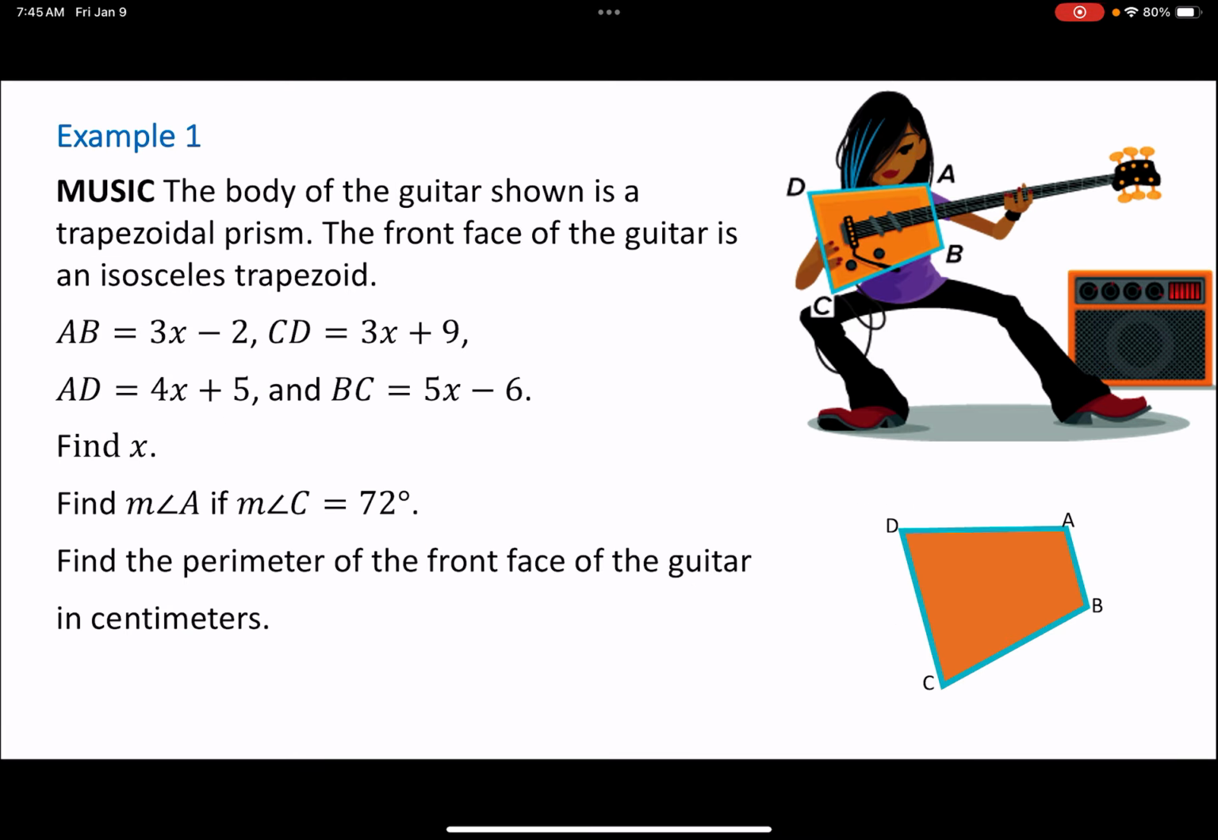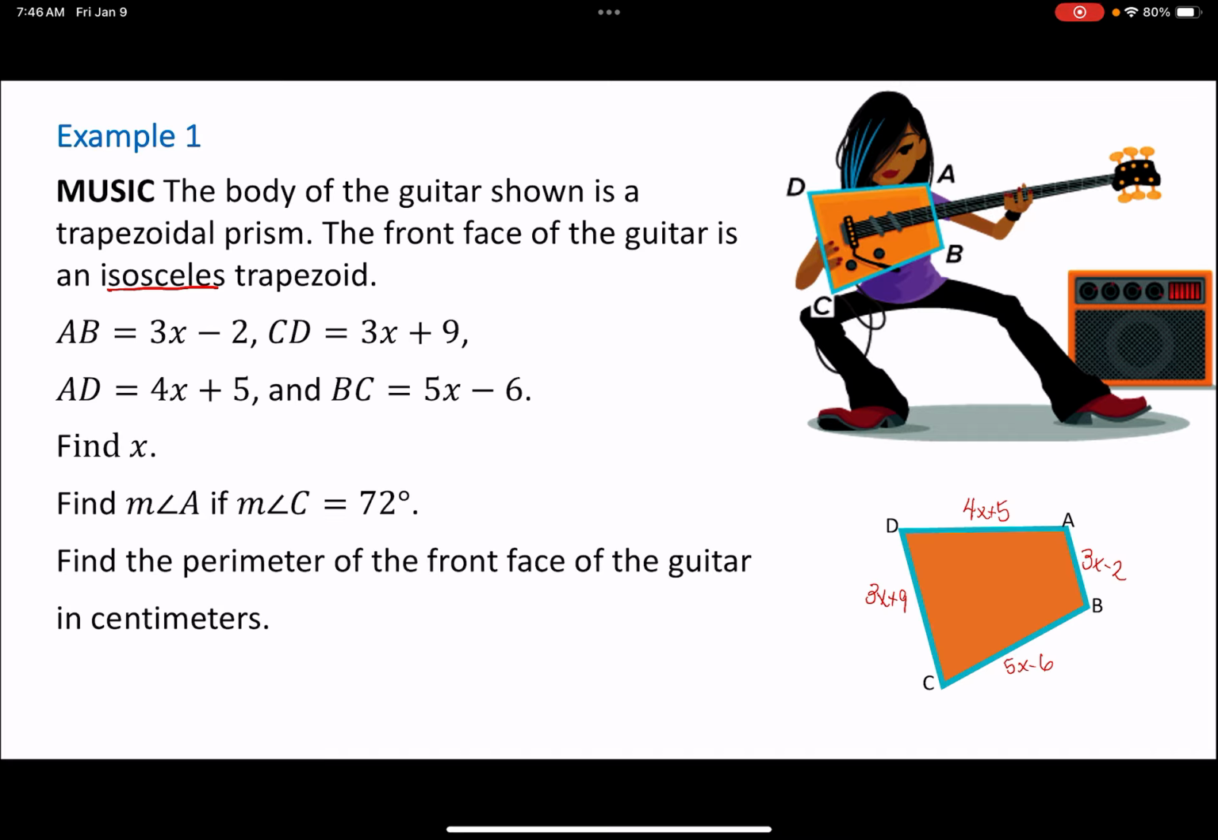Okay, so in our first example, we have a body of a guitar that's a trapezoidal prism, and the front face of that guitar is an isosceles trapezoid. So we're going to write in here where AB, the distance between A and B, is 3x minus 2. The distance between C and D is 3x plus 9. The distance between A and D is 4x plus 5. And finally, the distance between B and C is 5x minus 6. And we're asked to find the length of x, or the value of x.